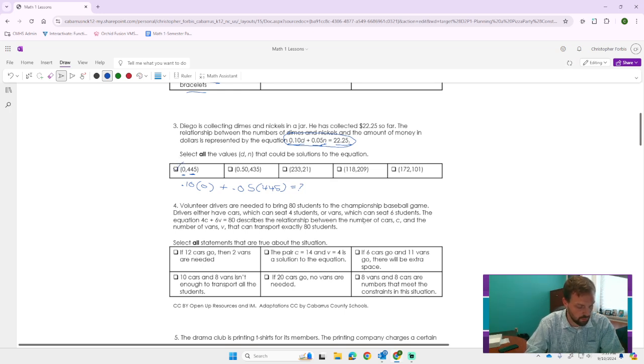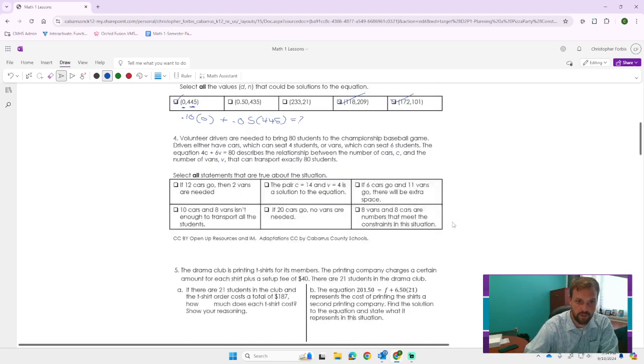The other ones that work when you plug in for D and N, I am getting the second to last and the last one. So if you plug those numbers into the equation and solve it out, it should equal 225. So understanding the equation and what values mean when I plug them in, that's kind of what we're doing there. All right, very good. Let's move on to 4.